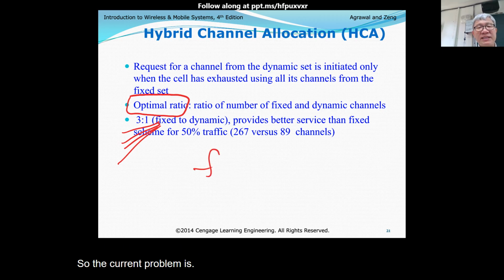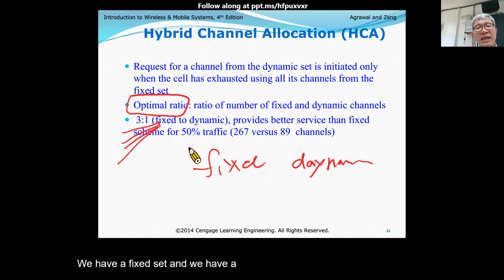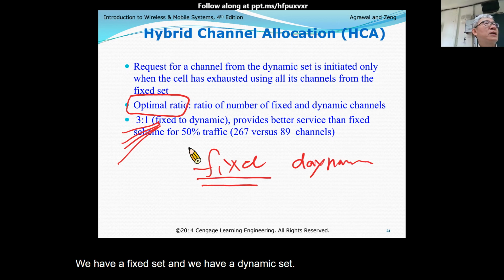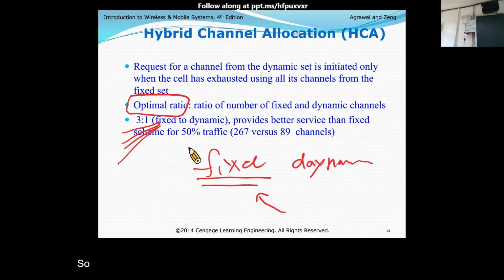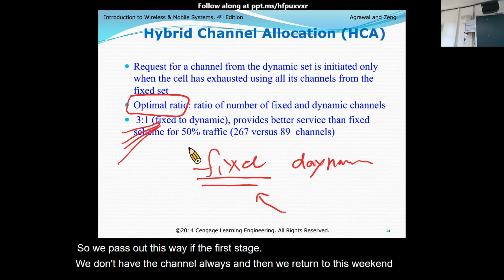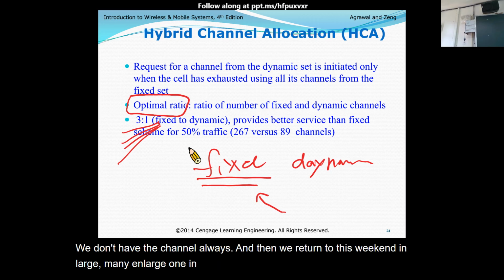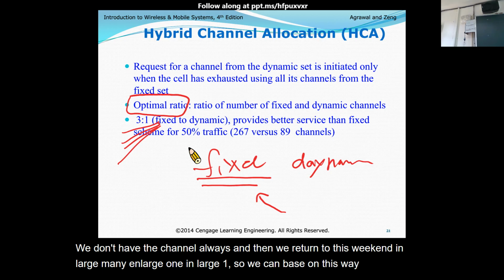So the current problem is, we have a fixed set, and we have a dynamic set. If we always exhaust the fixed set, then we can enlarge it. So we pass on this way. If at the first stage we don't have the channel, and then we return to this, so we can enlarge it. Maybe enlarge by one. So we can pass on this way to tune how to have the fixed ratio.